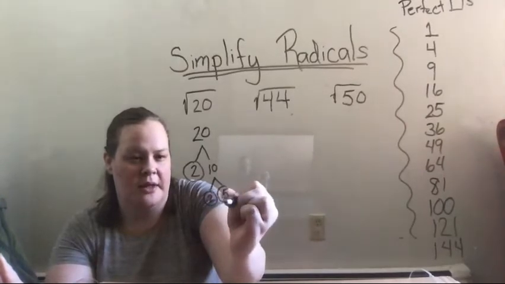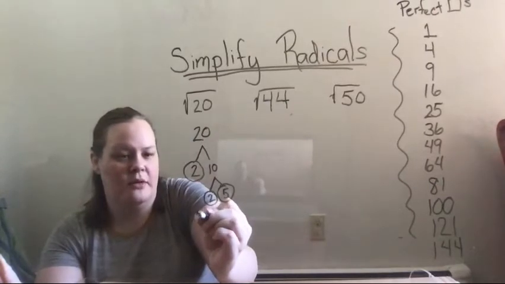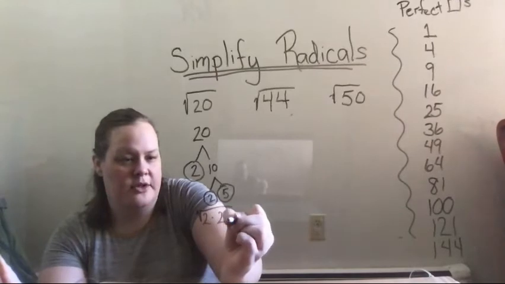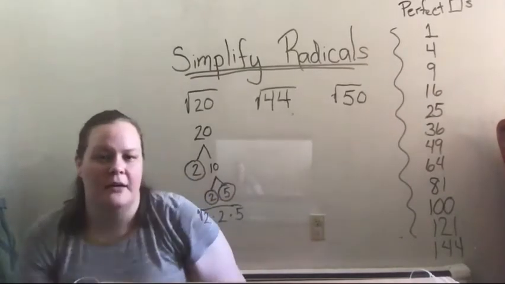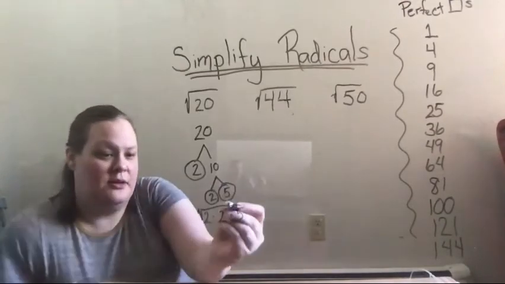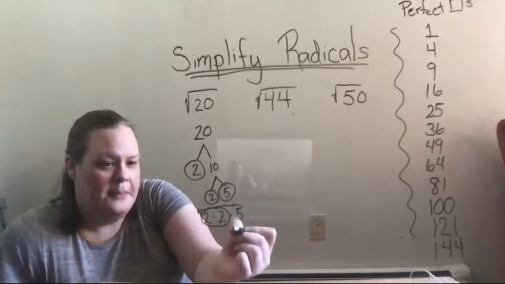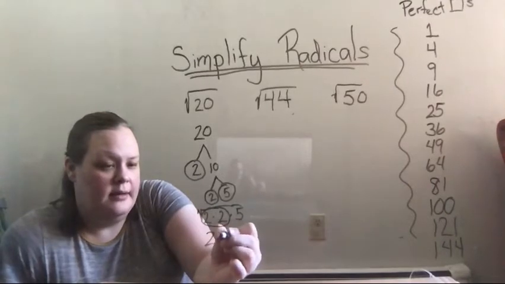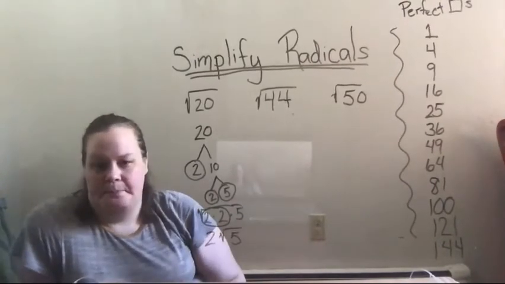And those are both going to be the end. So I don't have anything else to break up. So this square root of 20 really is 2 times 2 times 5. Okay, now remember, what I want to do is look and find any doubles that are there. So there's 2 2's, so I'm going to circle it just so I remember. And one of those will come to the outside, and we only have that 5 left inside.